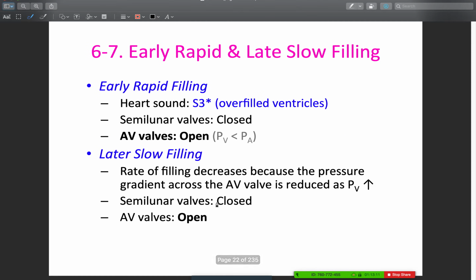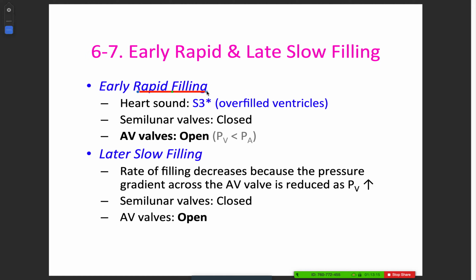All right. And then in the last few phases, we have early rapid filling. During early rapid filling, what's happening is the mitral valve opens, right? So the heart was relaxing, the ventricle was relaxing, and now the mitral valve opens. It's going to start allowing blood to come into the ventricle.